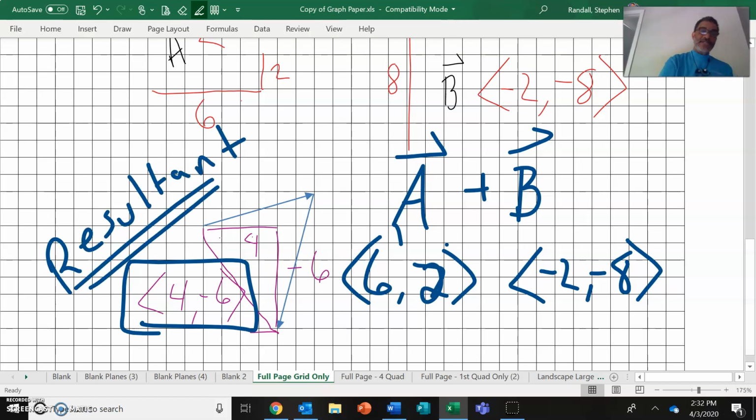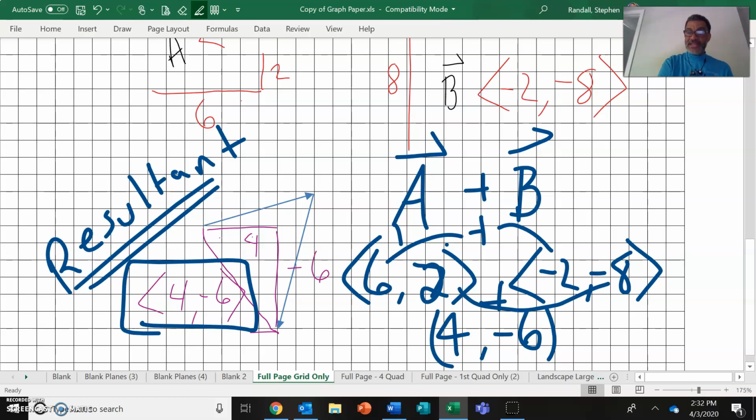Now, some of you have already noticed, but some of you haven't. Check this out. This is the best thing. What is 6 plus -2? Well, 6 plus -2 is 4. 2 plus -8 is -6. So if we just add the components, we get the resultant.